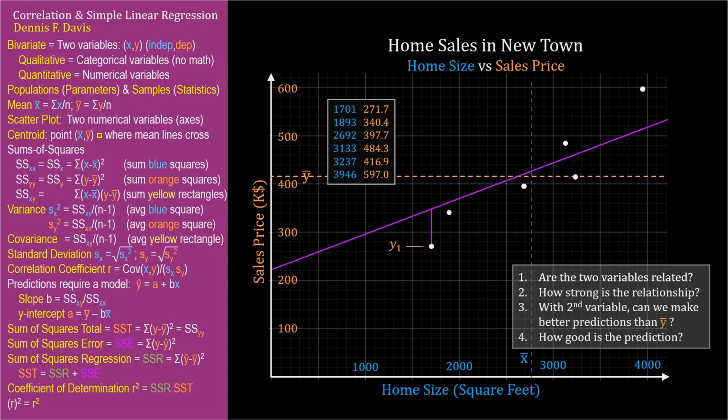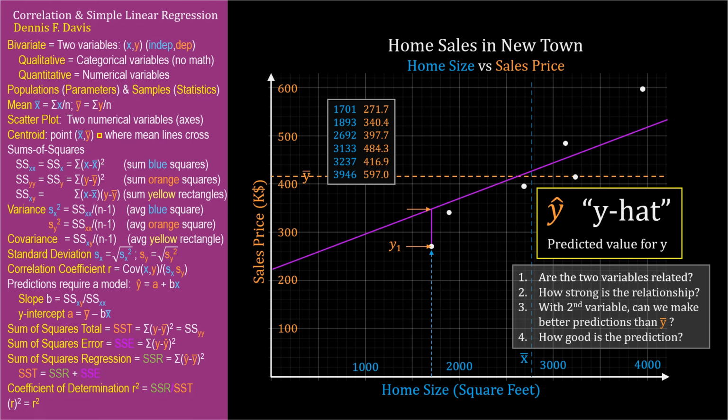The y value of our point is y sub 1, the y value of the first data point. Here it is, $271.7 K. It's the actual sales price we observed for a home whose square footage was 1,701. Now we need a symbol for this point, the y value that our model predicts for the same x value. In general, predicted y values on the modeled line have the label y hat.